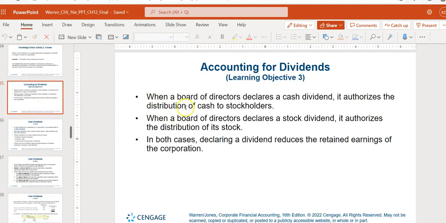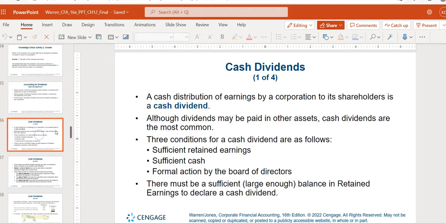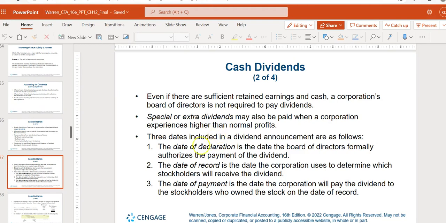Accounting for dividends. Now, this one can be a pain in the booty when we do a stock dividend, but let's go check it out. Okay, cash dividends. I've got to have enough money, I need to have enough retained earnings, and the board needs to declare it. That's what we need to have in order to pay out cash dividends. Okay, here are my 3 dates I've already told you about.